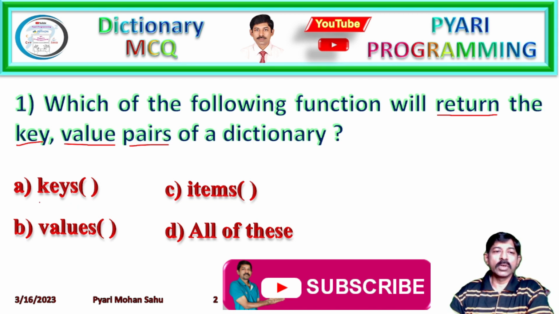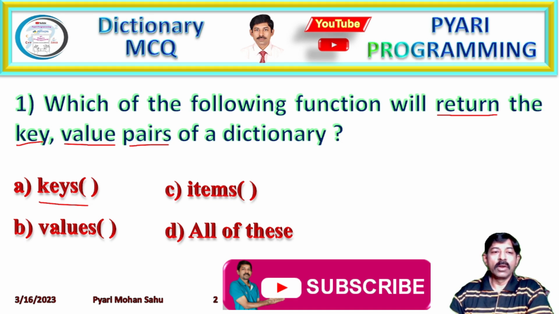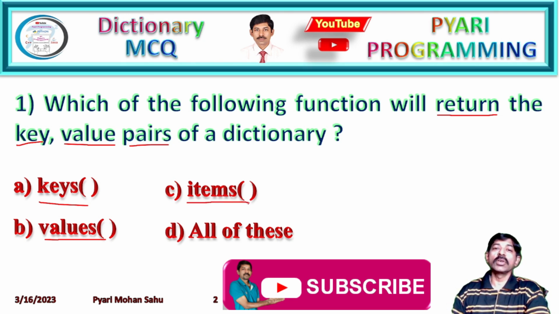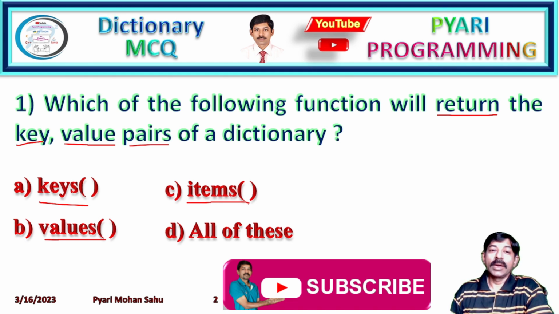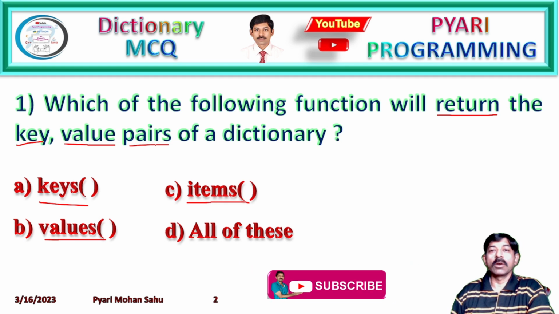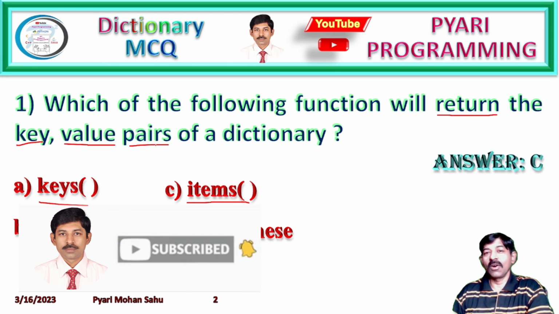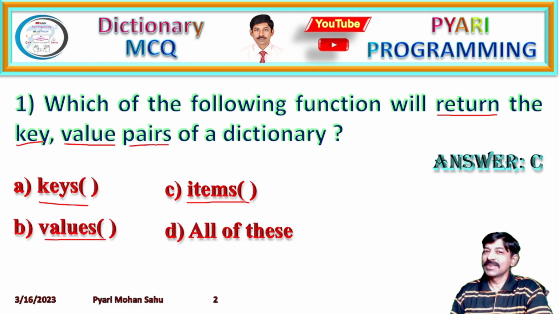Now keys function is used to return only the keys of a dictionary and values function is used to return only the values of a dictionary. But it is talking about key and value pair. So in that case, if you will see items, now items function returns the key value pair and it says that all the pairs, it is not talking about pair, it is talking about pairs. So that's why it is items. So obviously all of this is not possible. So answer is C. Obviously your answer must be C.